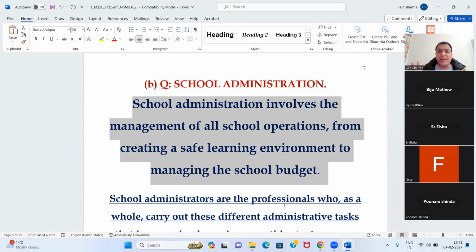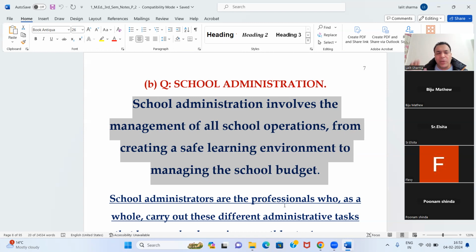A principal should know how many students are in the school. For example, you are running a school, you are a principal, and you have 1200 students. You should know how much fees they are paying, what the other costs are, and other things. All the budget should be at your fingertips.